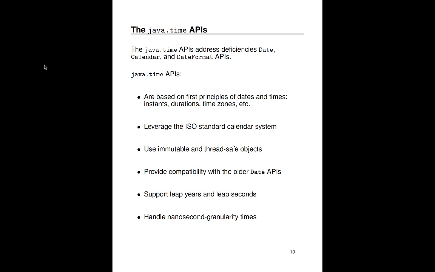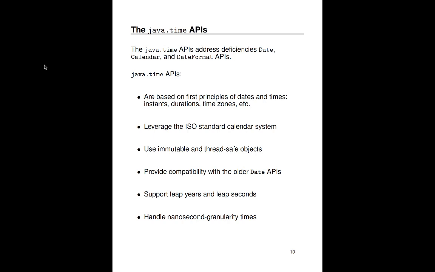So they have objects that represent an instant in time. They have good support for durations, for time zones, the things that are very practical in the real world when it comes to working with dates and times. It's based upon the standard ISO calendaring system, so it's not unique to Java in any way. The vast majority of objects in the java.time API are immutable, which means they don't change. And as a result, they are thread safe. You don't need to worry about race conditions because the data never changes.